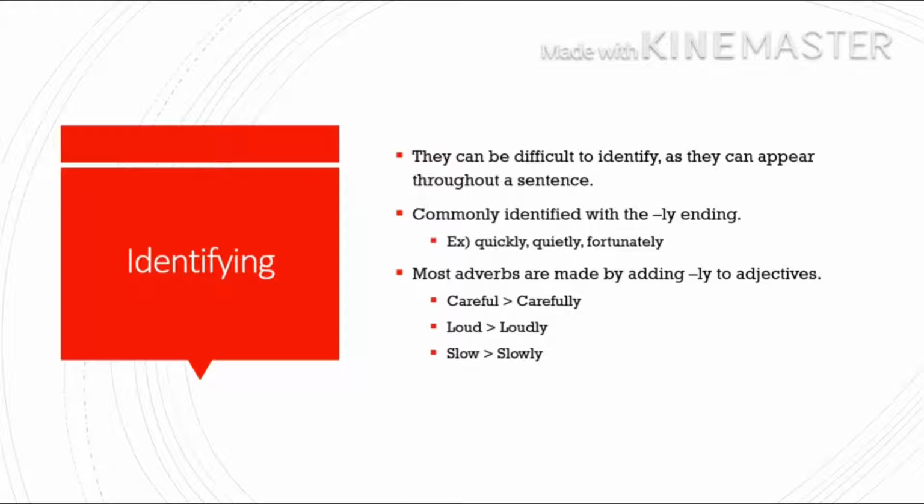Adverbs can be difficult to identify because they can appear throughout a sentence. The easiest way to identify an adverb is to look for the ly ending on a word. For example, the words quickly, quietly, and fortunately are all adverbs that have an ly ending. With that being said, most adverbs can be made by adding ly to the end. This doesn't work every time you see an adverb, but it is a good tool to remember.